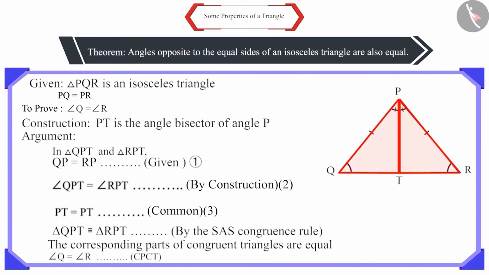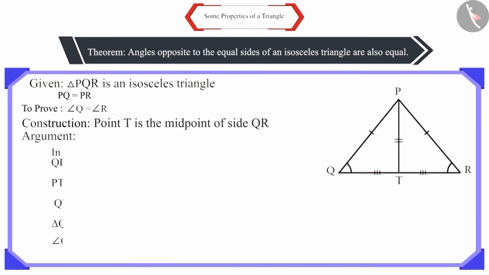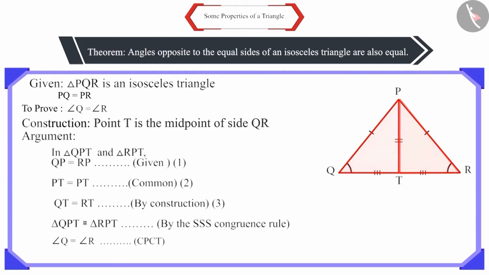Friends, we can prove these two triangles congruent by some other methods also. For example, if we take the midpoint of side QR as T and draw a line PT. Now we can see that in both triangles, all three sides are equal. Therefore, according to the SSS congruence rule, these two triangles will be congruent. And the corresponding parts of congruent triangles are equal. Therefore, angle Q and angle R will also be equal.